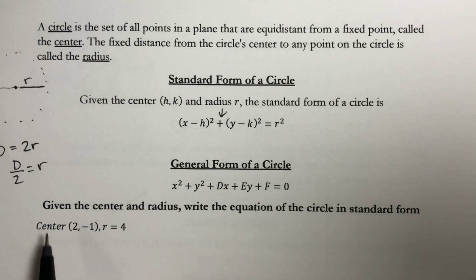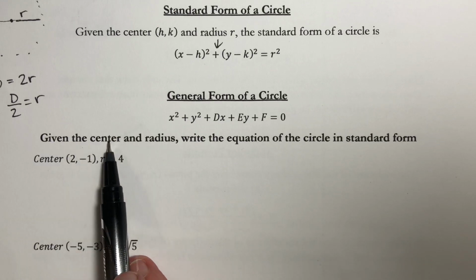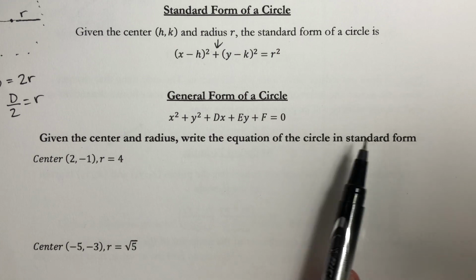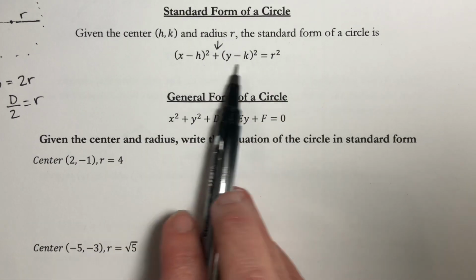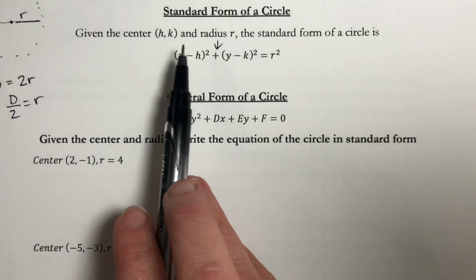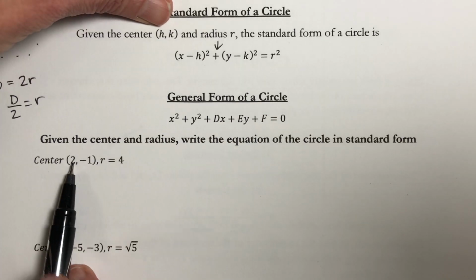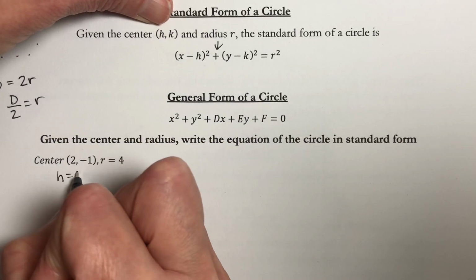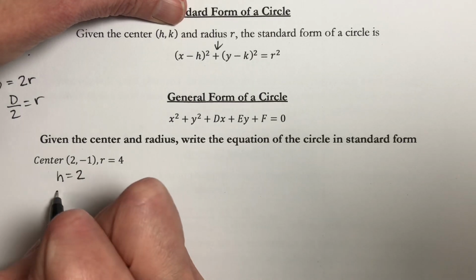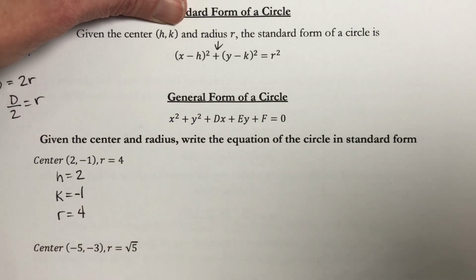Okay, so let's work a couple problems where we are given a center of a circle and we're told the radius. And then we're supposed to write the equation of the circle in standard form. So we're supposed to write it in this form here. So we know our r is 4. We need to figure out h and k. Well, h is your x-coordinate here, so our h is 2. k is our y-coordinate, so k is -1, and r is 4.